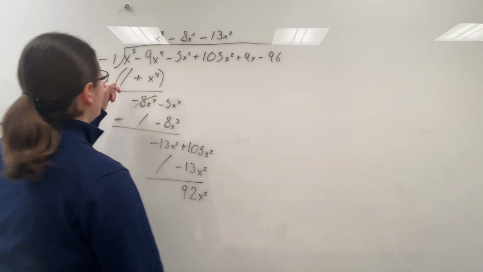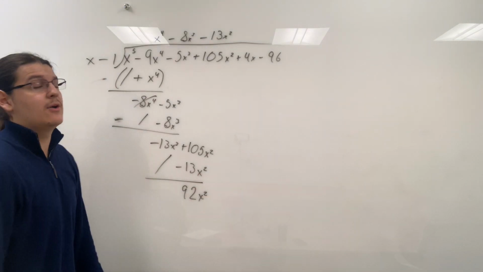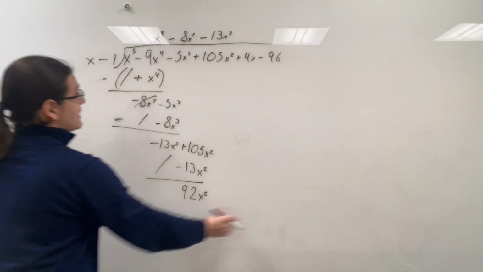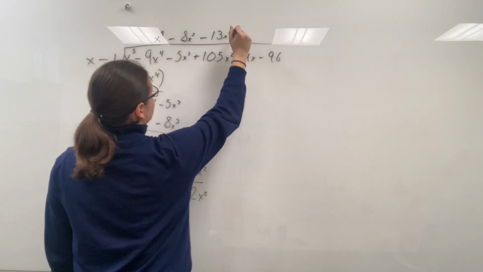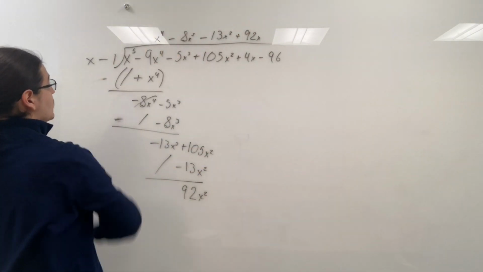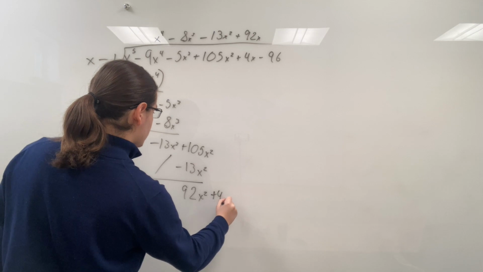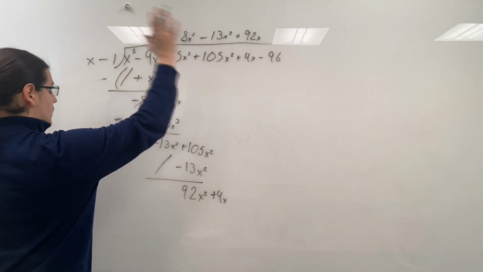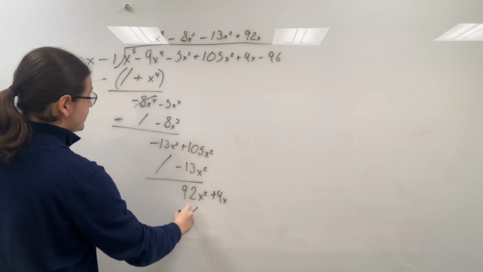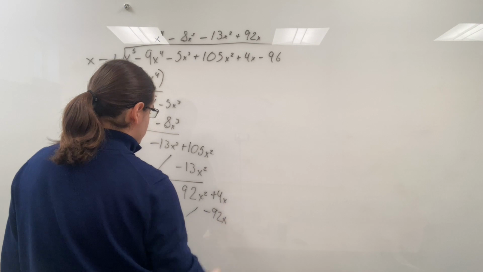92x squared. Okay, how many times does x fit into 92x squared? We're getting very close to the end now, and you see we're gonna run out of space here real quick. Let's wrap it up. That fits into it 92x times. Multiply it through. Oh my god, I'm losing my mind here. That fits into that negative 92x.